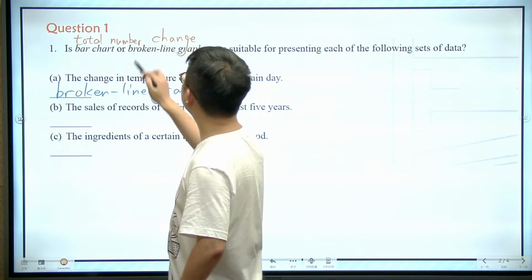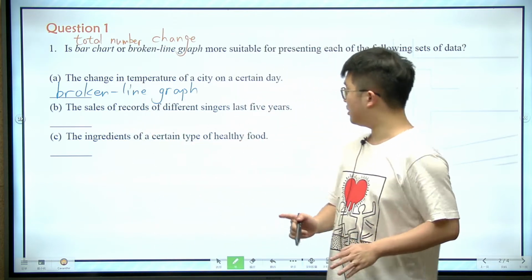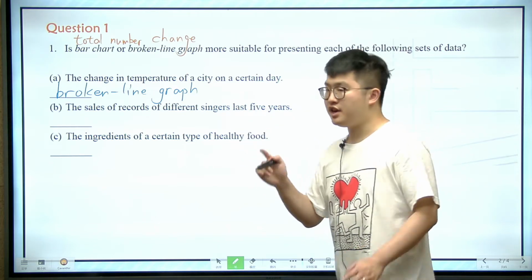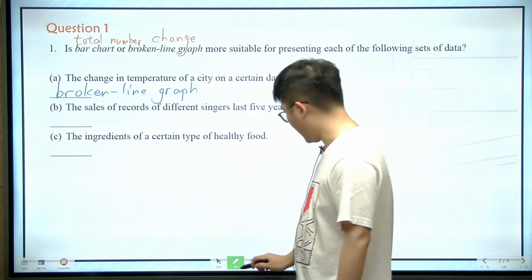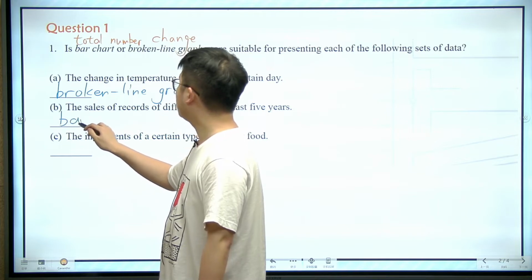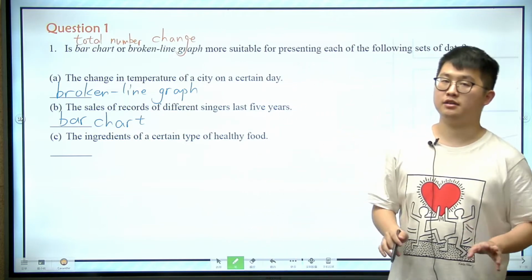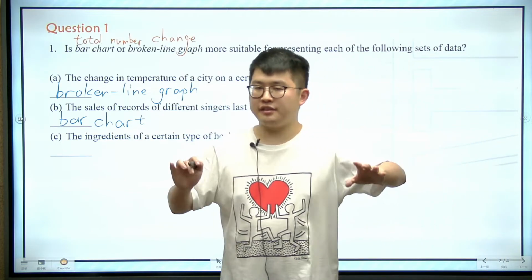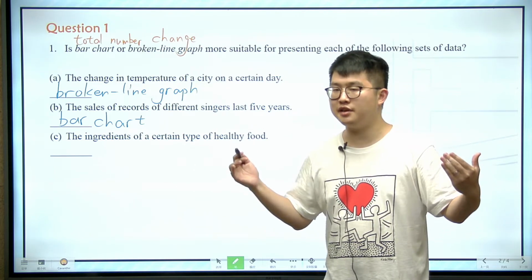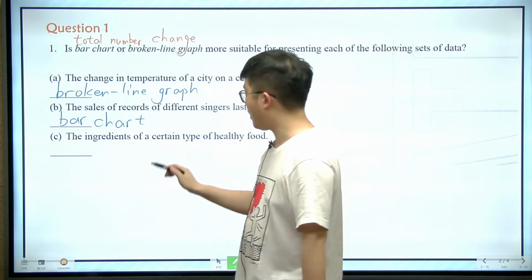So for the second question, the sales of records of different singers in the last 5 years. Now, we focus on the last 5 years. If we want to see the amount, then the bar chart would be better. But some of the students might think, come on, sir, we want to see the changes, right? We want to see if it goes up or goes down. Then you can also use the broken line graph here.